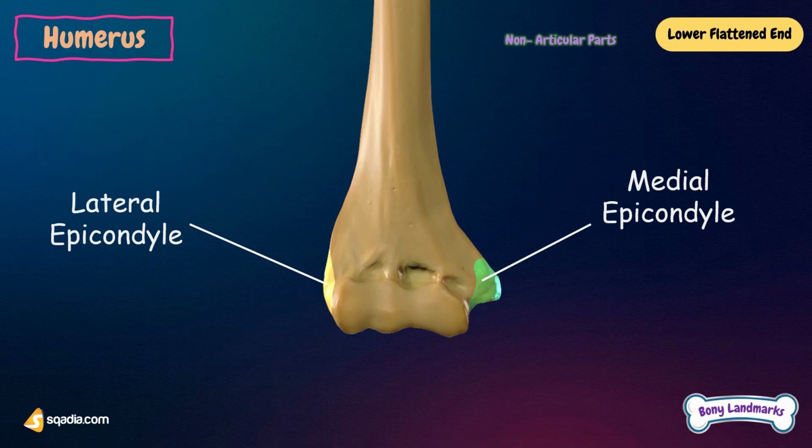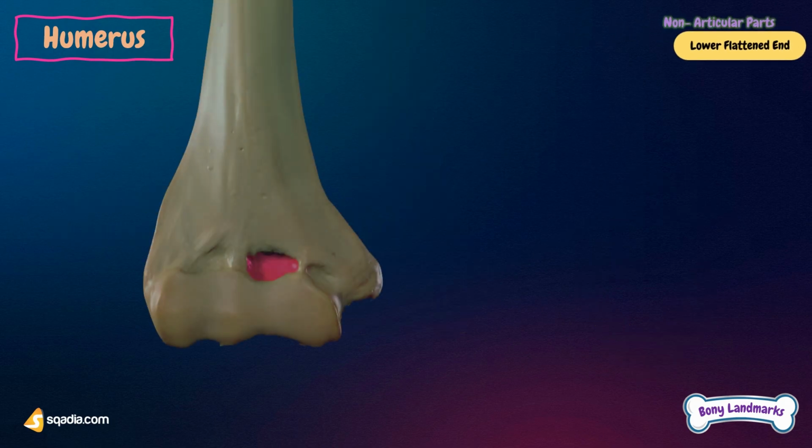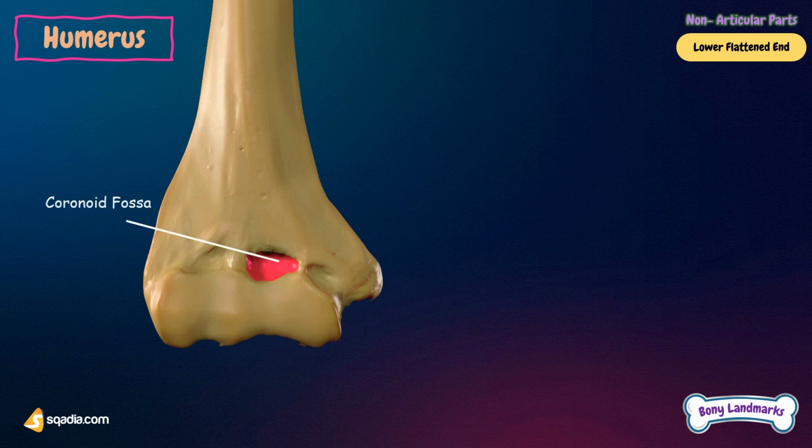The medial epicondyle is a prominent bony projection on the medial side of the lower end. It is subcutaneous and is easily felt on the medial side of the elbow, whereas the lateral epicondyle is smaller than the medial epicondyle. Its anterolateral part has a muscular impression.